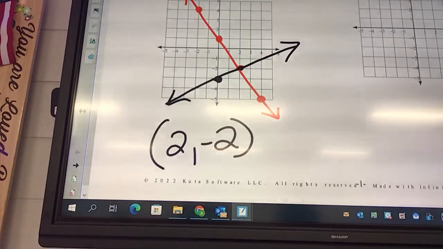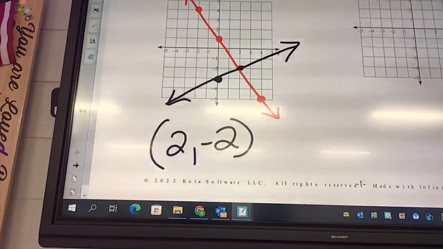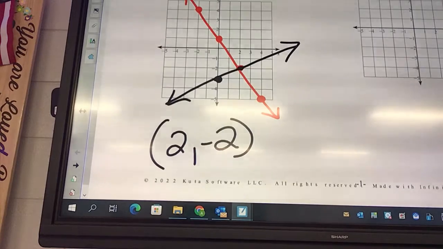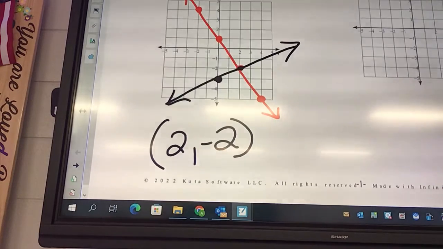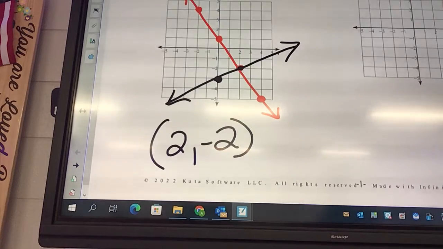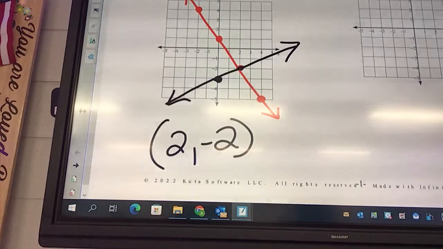Is it possible for you to get to 2, negative 2 without graphing anything? It's not. So for some of you guys that just got the coordinate and you have nothing on your paper, there's no way. I should see at least a couple of dots at the very least to be able to tell that you know what you're doing.